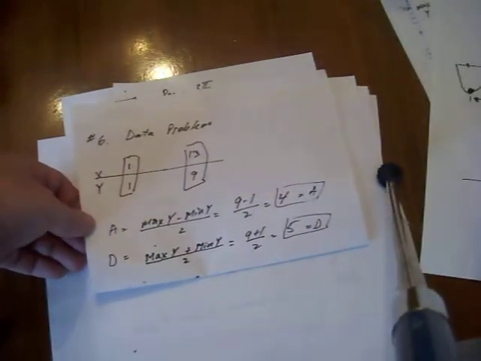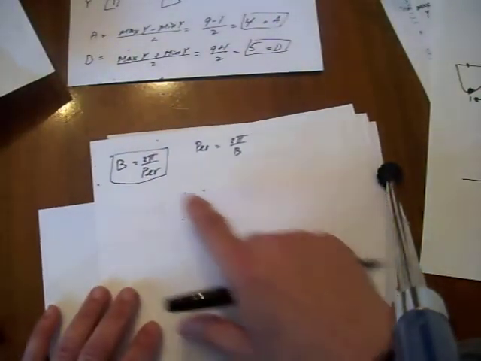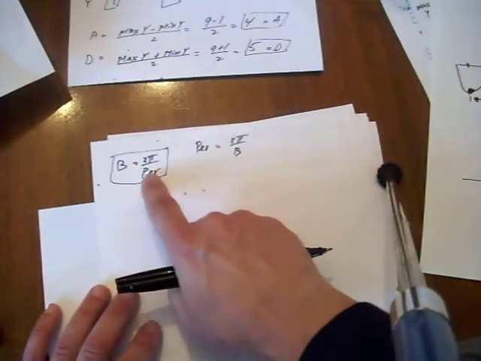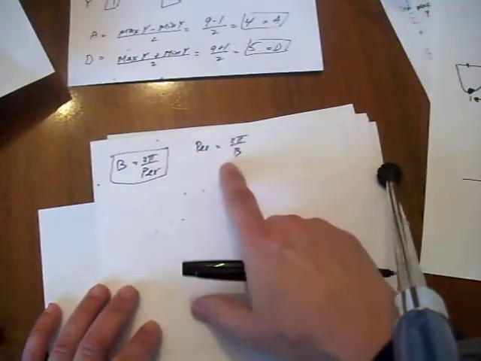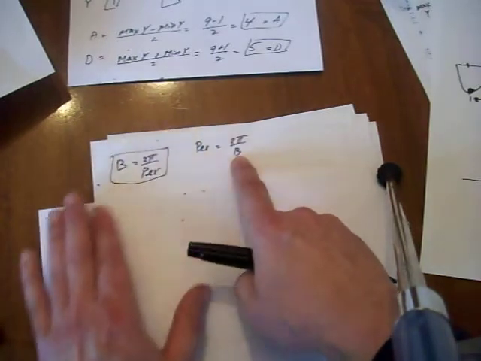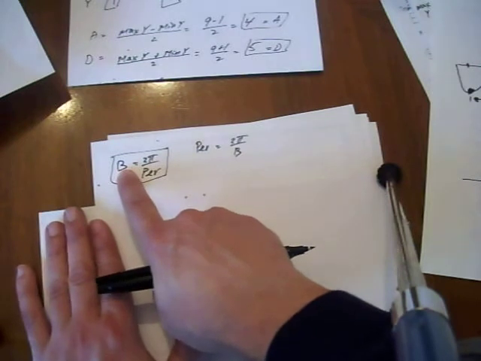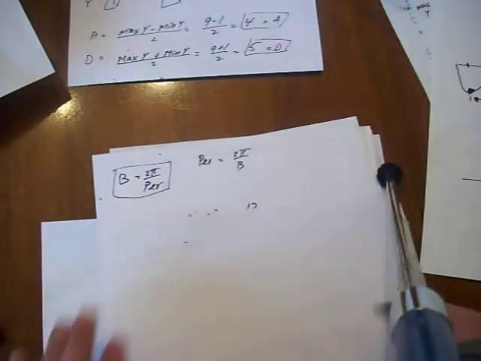Now, the B and C values are a lot more difficult to get. In order to get the B value, I realize that I need, from the definition, the period. The period is defined to be 2 pi divided by B. Therefore, B solves to be B equals 2 pi over the period. So in order to get the B value, I need to get the period. Well, how do we get the period from the graph?